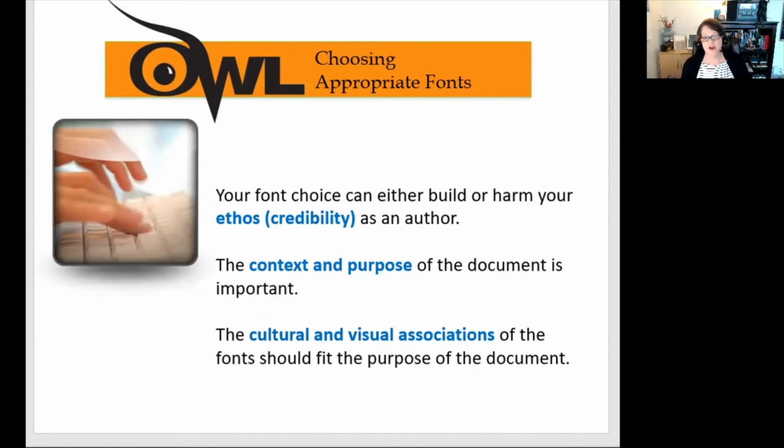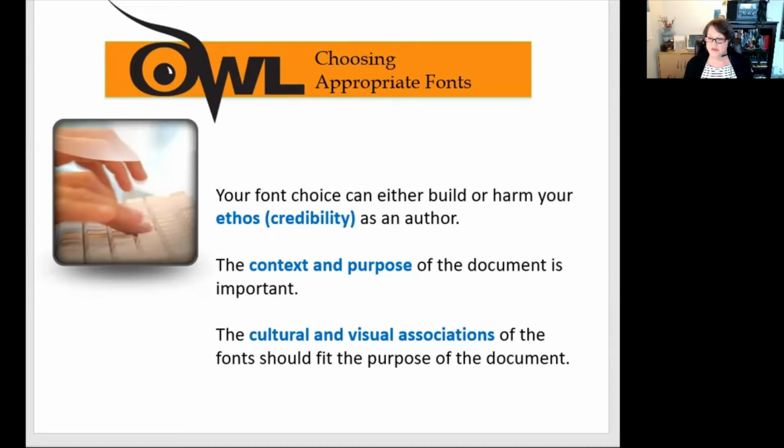It's important to choose the font according to rhetorical situations and not simply because it looks cool or because it looks pretty. So you as a designer should think about the context of the publication or project that you're doing, as well as the purpose behind your project and which fonts will improve the ethos, right? Your credibility or the credibility of your publication. Furthermore, you need to consider the cultural and visual associations of a particular font face and choose fonts that are appropriate for your document.